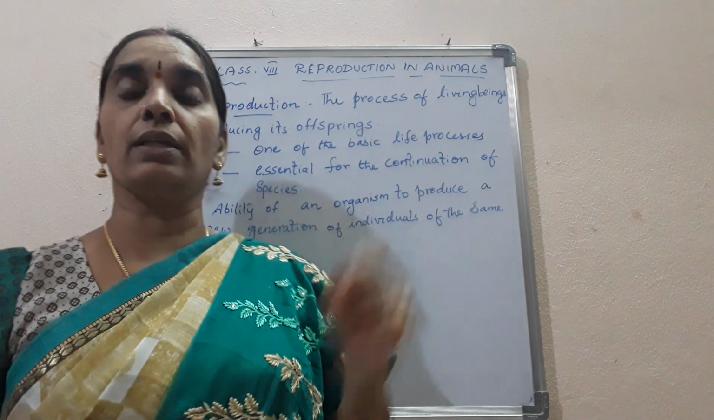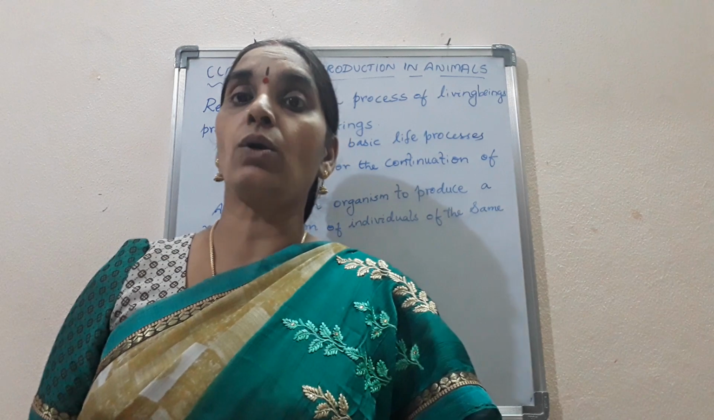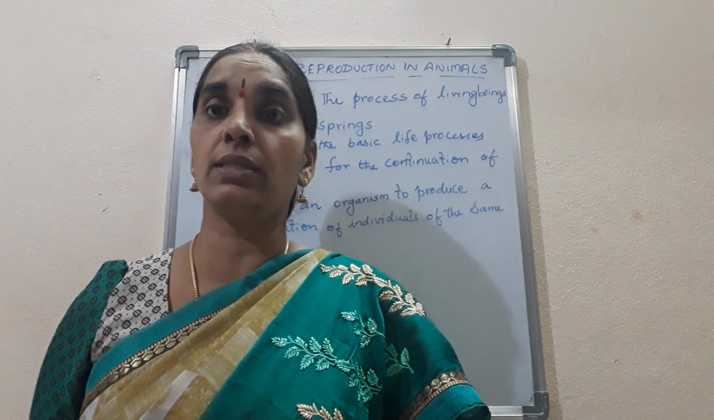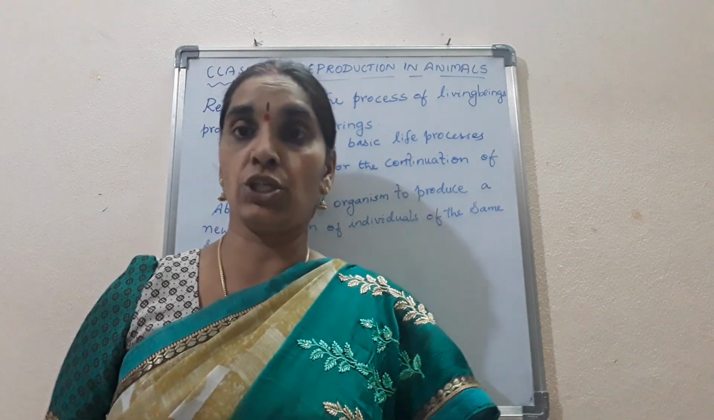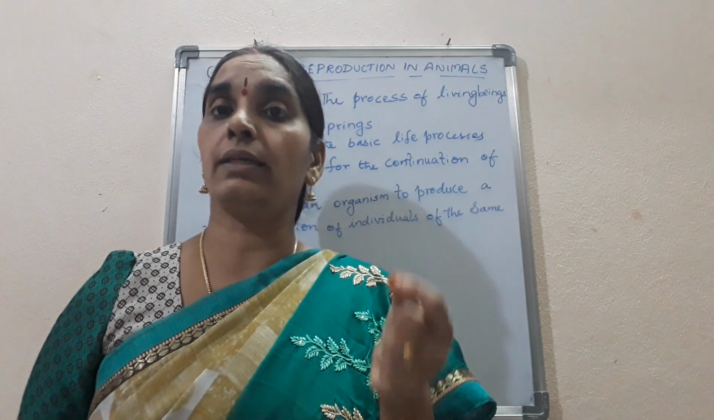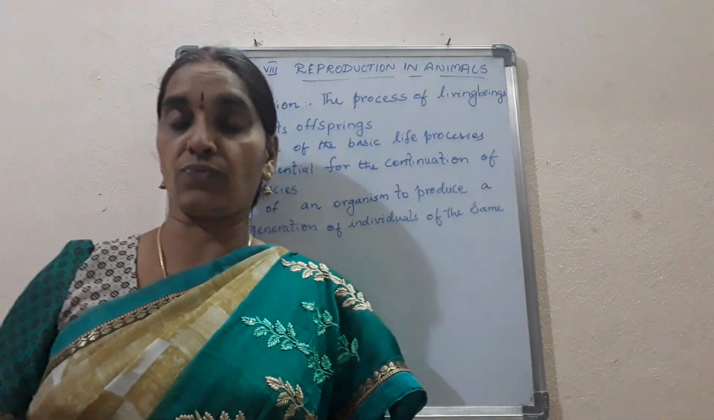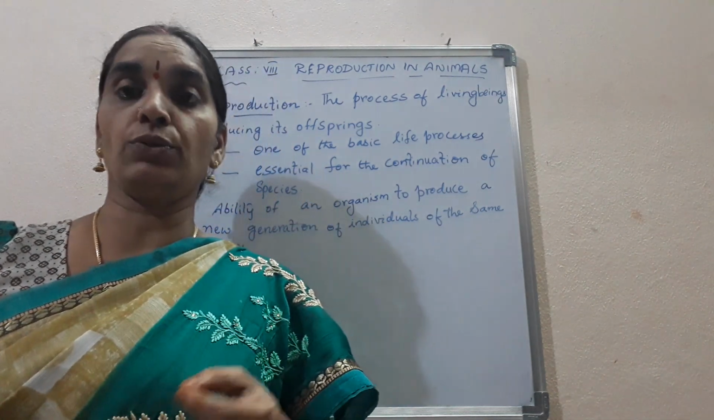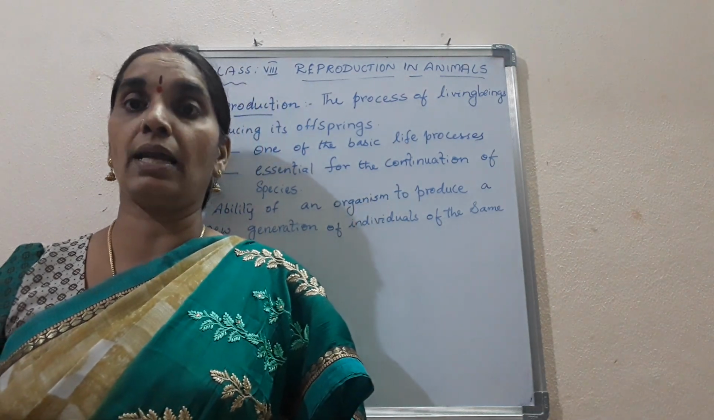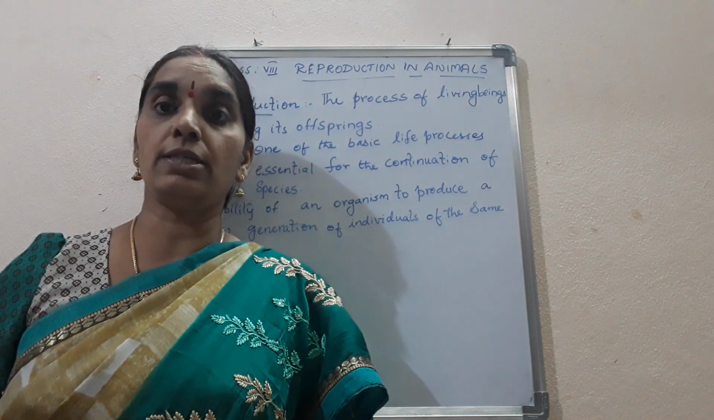So we see here, children, the process of living organisms to produce a new generation is called reproduction, or the ability of the individual or the organism to produce offspring of its same species is called reproduction. Okay, children. So we can say that it is a basic life process, one of the basic life processes. You know the different life processes, that is, living things exhibit different features like respiration, growth, reproduction, response to stimulus, isn't it?